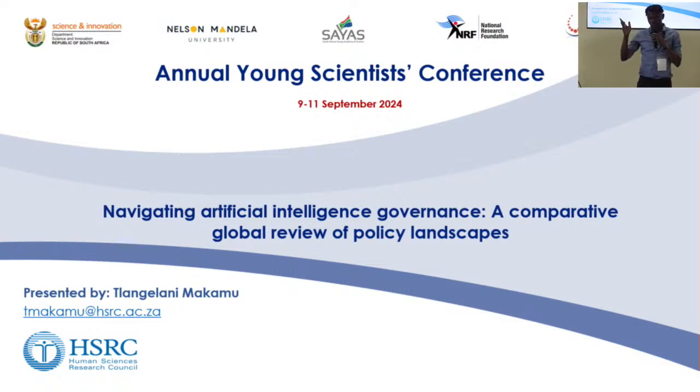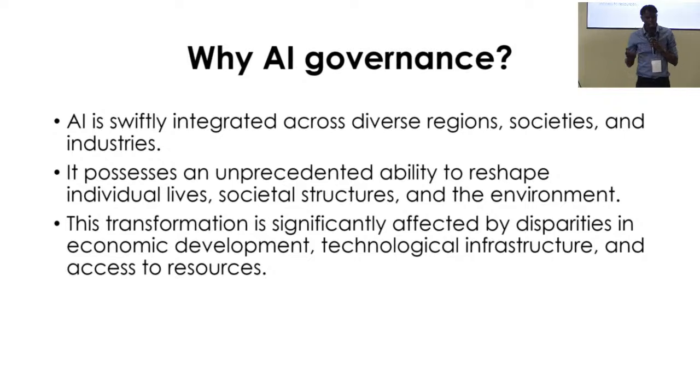And borrowing the words of the acting vice chancellor of the university, he said there is a bright side of research and a dark side of research. The reason I'm quoting that is why AI governance. The bright side of AI is that it has swiftly been integrated across diverse regions, societies, like the first speaker was showing with his research, and also industries. It possesses the ability to reshape individual lives, societies and regions, and also the environment. And the dark side is that this transformation comes with consequences if not managed.